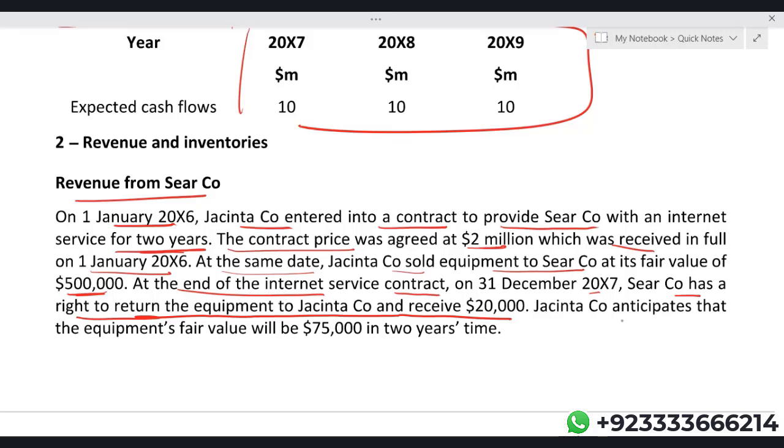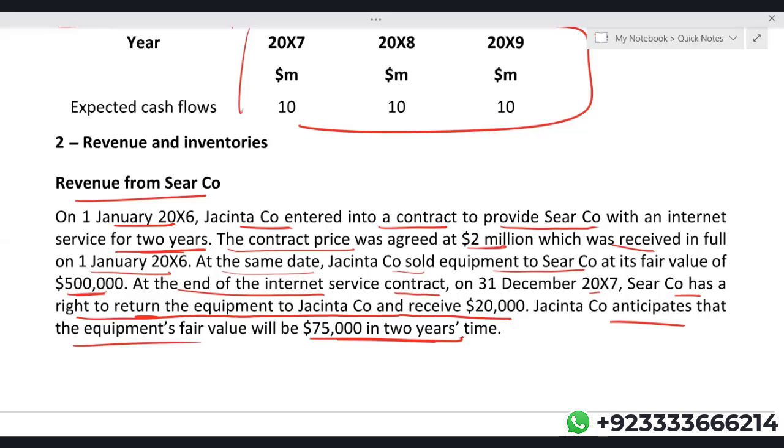Now try to understand. Jacinta Company anticipates the equipment fair value will be 75,000 in 2 years' time. Buyer has the right to return the asset to you and get 20,000. Students, just tell me one thing. If we are the buyer and we have two options: one, return that asset to Jacinta Company and get $20,000, and the second option, sell in the market to get $75,000. Where will we go? Will we go for $20,000 or 75?